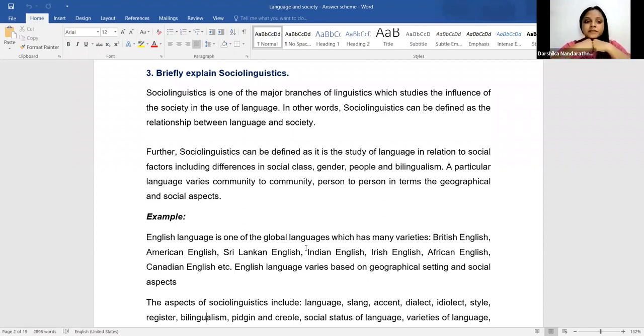Okay. Further explanation is given here. Further, sociolinguistics can be defined as the study of language in relation to social factors, including differences in social class, gender, people, and bilingualism.